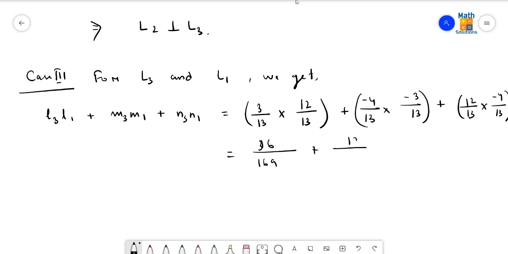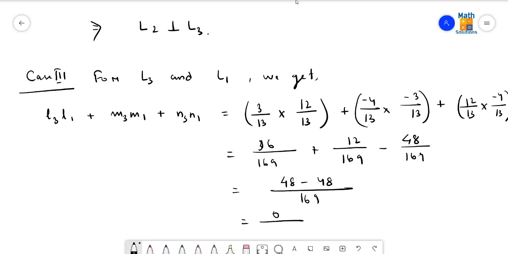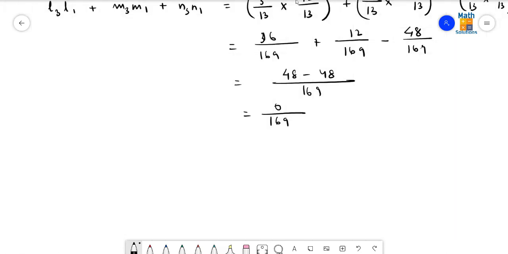It will be 12 by 169. Then here I get 48 minus 48 by 169. So the result will be like 48 minus 48 by 169, so the result will be 0 by 169. So what answer do I get here? This will imply that L3 is perpendicular to L1.